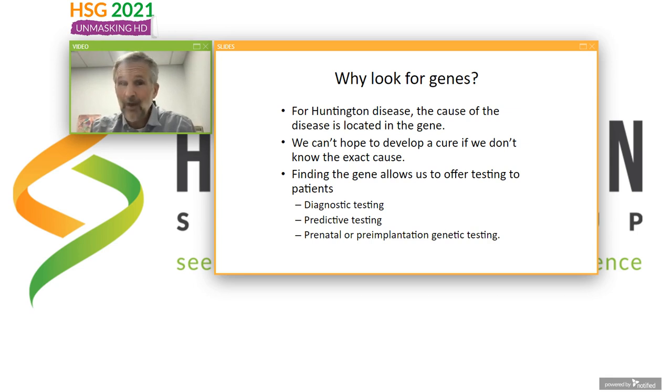And to be able to answer any of these questions in this last part of the slide, you need to have the actual gene. And so again, finding a gene is critical both for the effort to find a treatment or a cure, and also to answer these really basic and profoundly important questions that patients ask about whether they have Huntington's or not, or whether or not it's going to be passed on to the next generation.